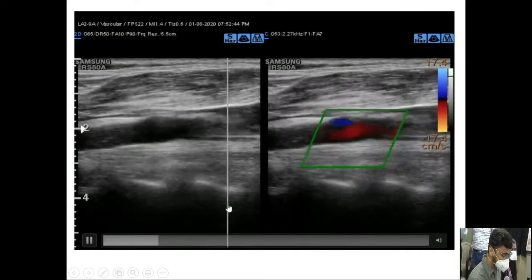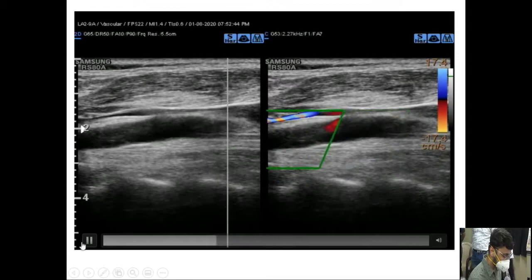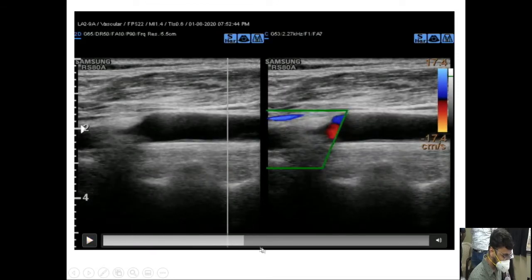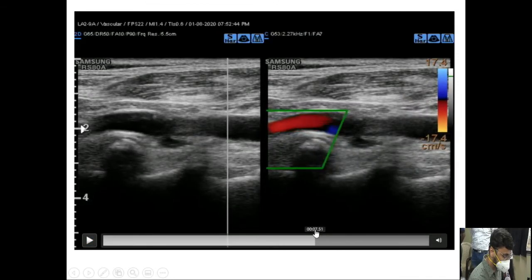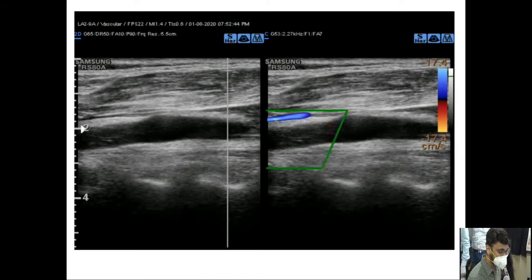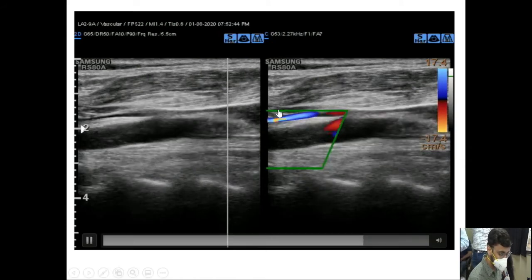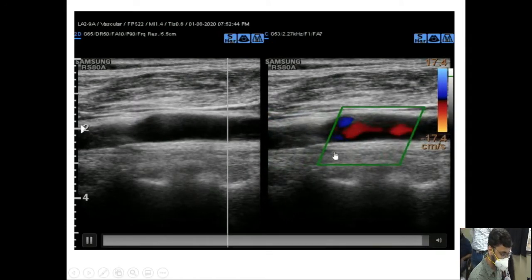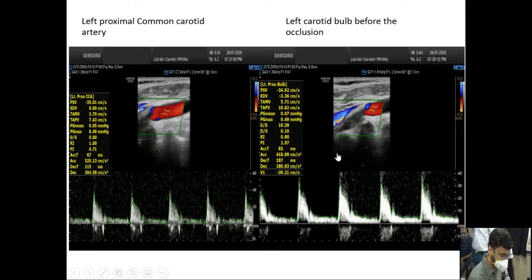Similarly, in the longitudinal view, we can see the common carotid artery was showing normal color flow. This was the external carotid artery, which was showing normal color flow, and no echogenic material was noted within them. However, in the internal carotid artery, we can see echogenic material which was completely occluding its lumen, and no color was seen within it, suggestive of complete ICA occlusion.